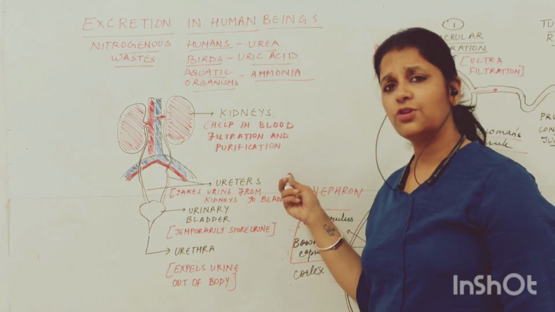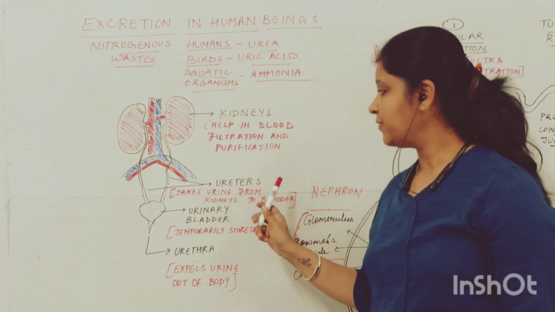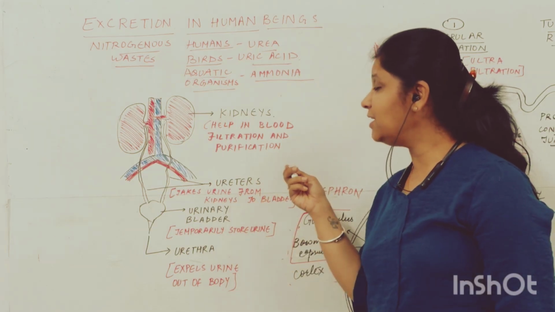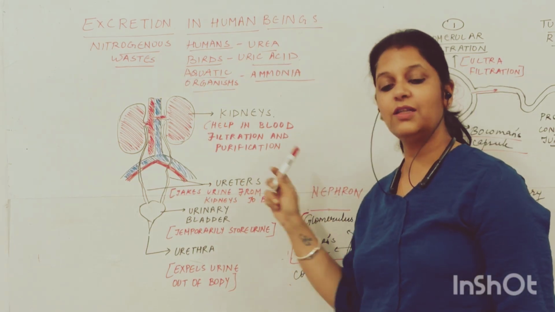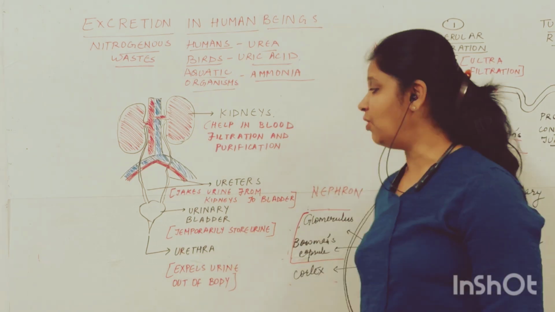What is the main function of kidneys? Kidneys help in blood filtration and purification. And how these kidneys help in filtration and purification, we are going to see in detail when I explain the entire structure of kidneys.